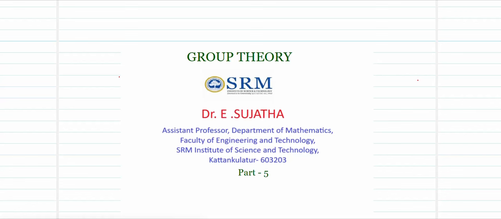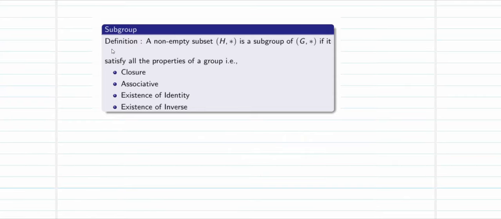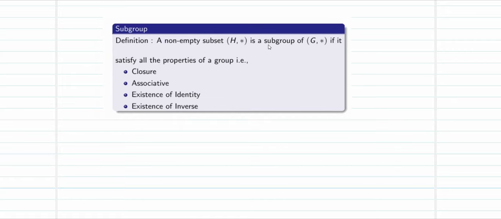This video is going to talk about subgroups. We will see what is meant by a subgroup, its properties, and a few problems. A subgroup is one that satisfies the following. Let me consider a non-empty set H, which is going to be called a subgroup of the given group (G, star) if it satisfies all the properties of G with respect to the same binary operation, that is, closure, associativity, existence of identity and inverse.